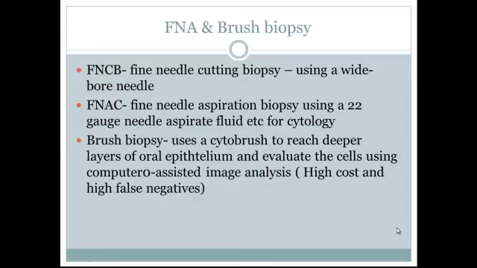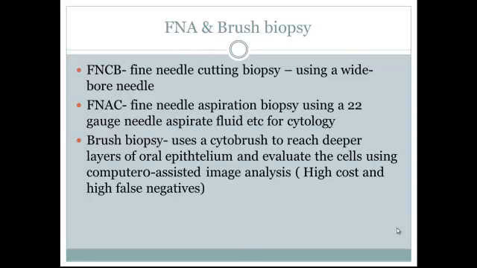Fine needle aspirate and brush biopsies give a little bit more information. A fine needle cutting biopsy uses a wide bore needle, and it is used to gain tissue from a solid mass that's not as easy to access, and then that is put on a slide and the cells are looked at under the microscope. Fine needle aspiration biopsy is where you use a 22 gauge needle to aspirate fluid, etc.